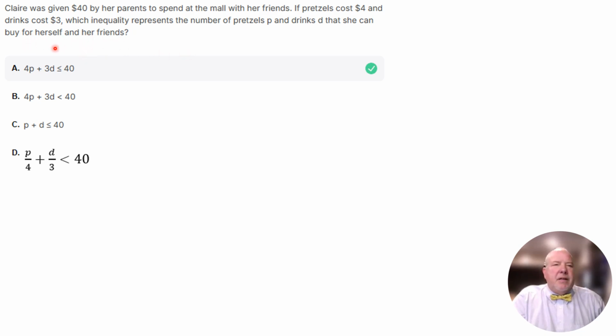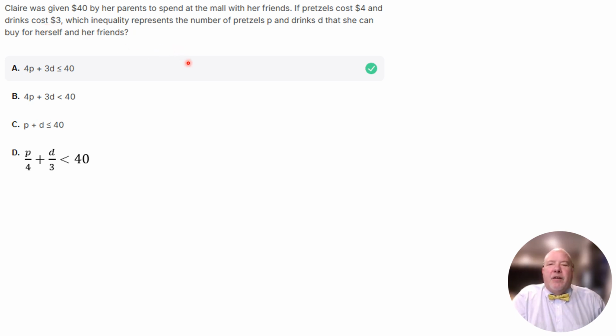Now, this question, I don't think it's as clear as it should be. I'm assuming that it means pretzels are $4 each, not that she spent $4 on pretzels, sorry, but that's how much they are each. And the same thing for the drinks. The drinks are $3 each. So I wish it had specified that a little better, but that's okay.